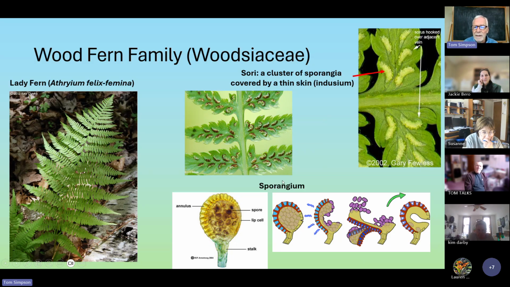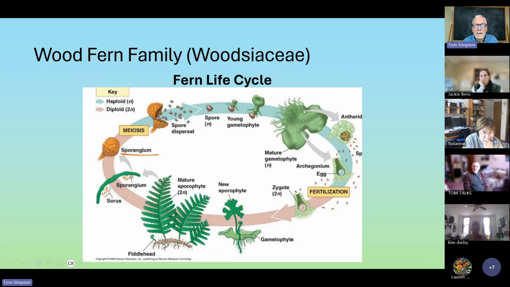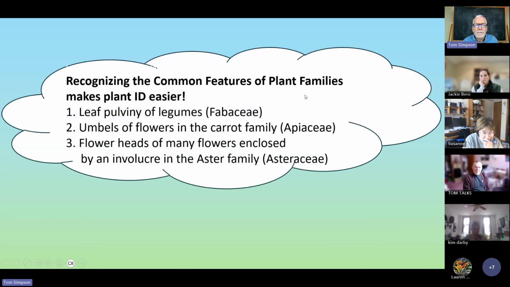Fascinating group of plants. The sporangia, the little spore-bearing structures, are generally in clusters called sori, and the sori are usually, with most, covered with a thin skin called the indusium. The shape and the number and the size of these sori are identification features used to recognize the ferns. Fascinating group of plants.